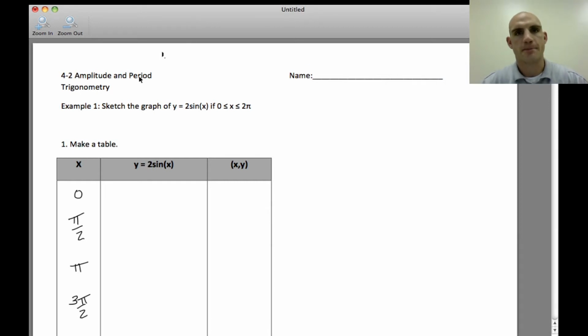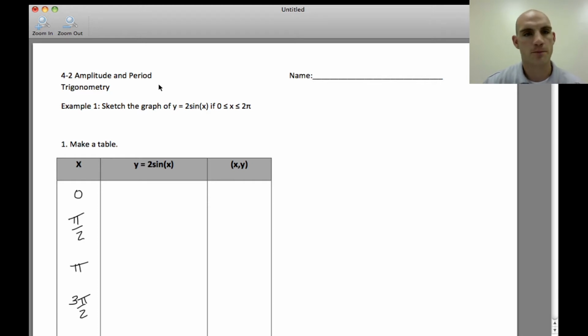Our discussion today is about section 4.2, amplitude and period. We're going to look at how these things are affected by the differences in the equations, and we're going to learn how to graph using those things using a systematic approach and also using a little bit easier approach at the end. Okay, so let's start.